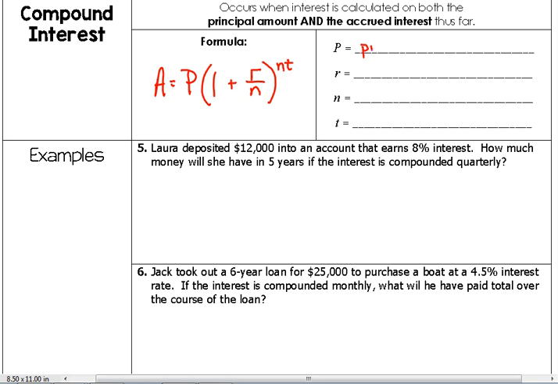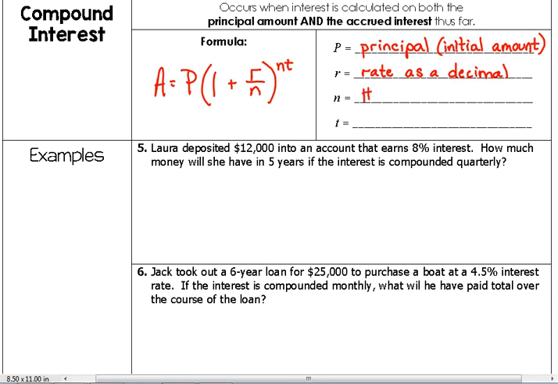P stands for the principal, which is the initial investment, or initial amount, however you want to phrase that. But that's the principal. R is, of course, the rate as a decimal. That does not mean if it's already a decimal, just leave it. We've got to convert it to decimal form from percent form.